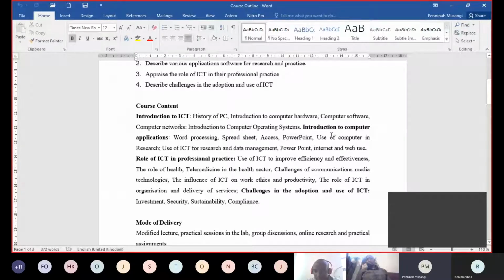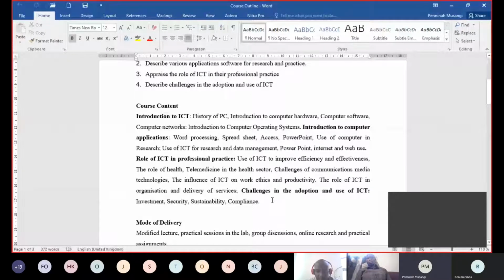Then another major topic will be the role of ICT in the professional practice. So how do you use ICT in your work environment in carrying out your tasks? How do you use it to improve efficiency and effectiveness? What is the role of ICT in health, telemedicine, the challenges of communication media, the influence of ICT, and work ethics and productivity? And the last major topic will be the challenges in the adoption and use of ICT, where we look at challenges like investment, security, sustainability, and compliance. So those are the 4 major topics we are going to cover, but with several subtopics.